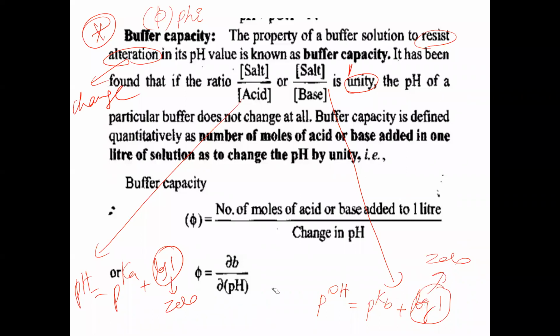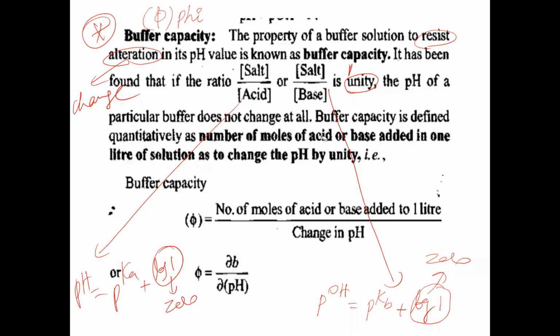Did you understand my concept here? So when does pH of acidic buffer become equal to pKa? If salt concentration is equal to acid concentration of the acidic buffer. When does pOH of basic buffer become equal to pKb? If salt concentration of the basic buffer is equal to the weak base concentration. Okay, so this point we have to understand. Now, if the ratio salt by acid or salt by base is equal to 1, the pH of a particular buffer does not change at all.